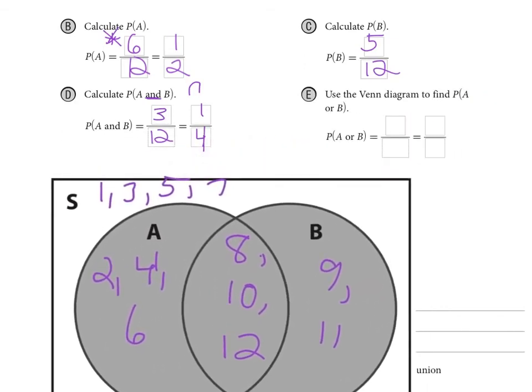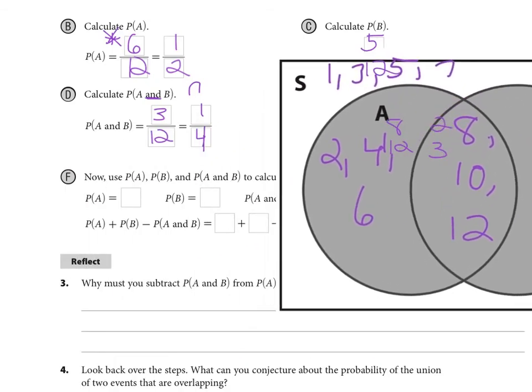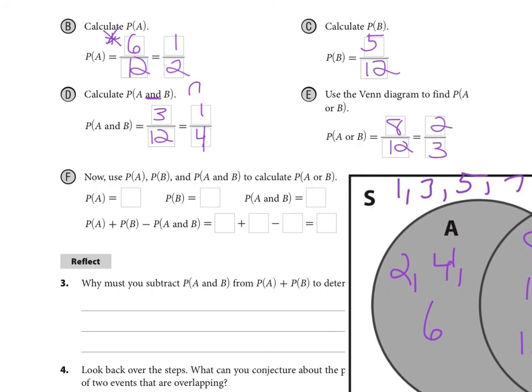Part E says, now use that Venn diagram to find the probability of A or B. And using the Venn diagram again is counting up the values that are in the complete total circles here: 1, 2, 3, 4, 5, 6, 7, 8 out of 12 outcomes, and reducing that to 2/3. Okay, so now F is the part where we get to the kicker here, you guys. Part F says, great, now that I have those outcomes, we're going to use the probability of A, B, and A and B, all 3 of those pieces, to calculate the probability of A or B. So in other words, what could I do with 6, 5, and 3 and get 8 out of it?